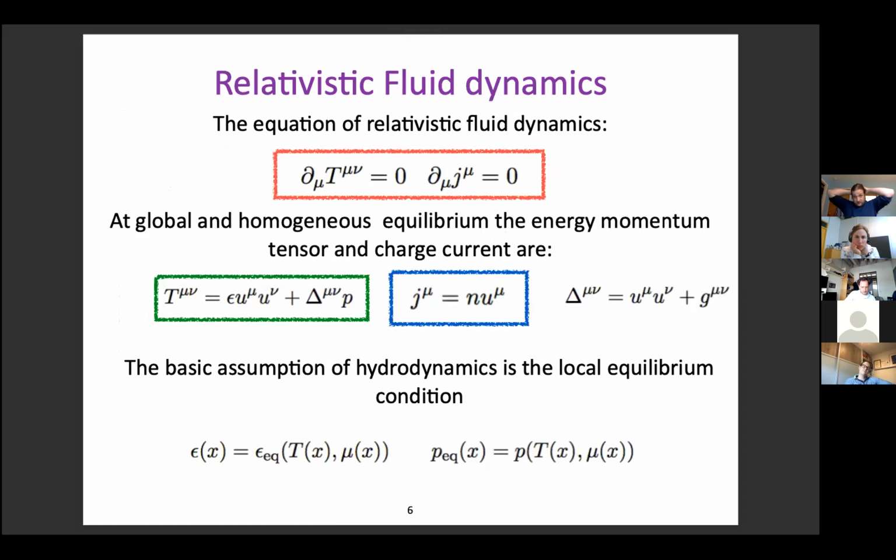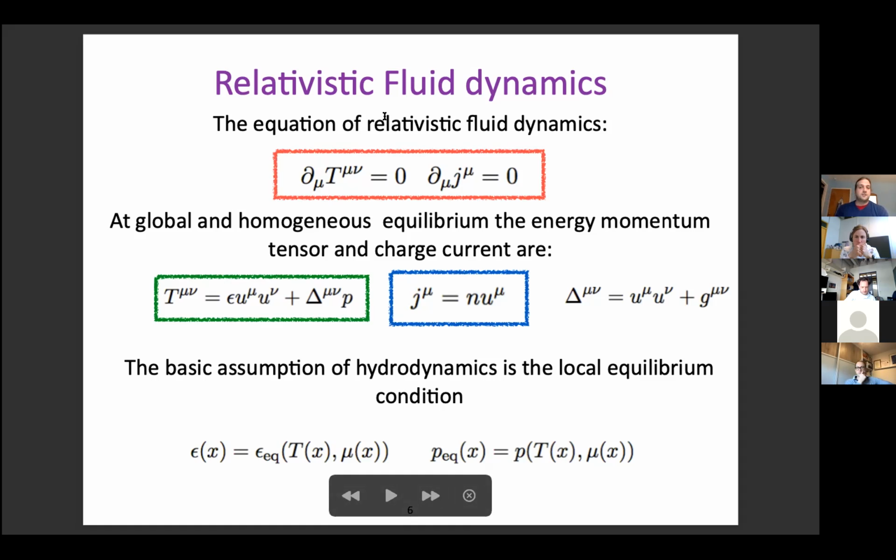As I said before, usually the main part of the evolution is given by relativistic fluid dynamics, so I will use a little bit of time to explain, in a few slides, how to write these equations down for a generic system. The main object of relativistic fluid dynamics is the energy momentum tensor, T mu nu, and as we'll see later, this object has to be understood as the average of an energy momentum tensor. This is a conserved current, so its divergence is zero.